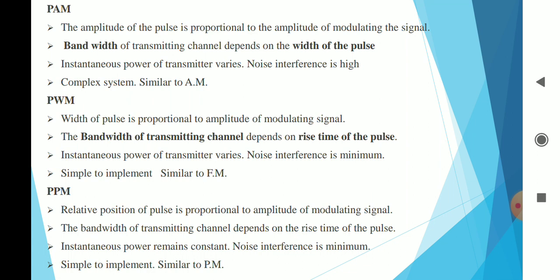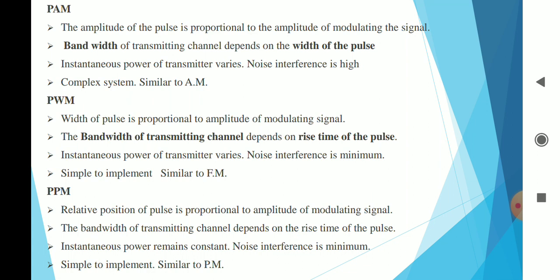Next is PWM. The width of the pulse is proportional to the amplitude of the message signal. The bandwidth of the transmitting channel depends upon the rise time of the pulse. Instantaneous power of the transmitter varies. So here, even though the amplitude is kept constant, the width of this PWM signal is varying and noise interference is less. So the transmitter power also varies slightly. It is similar to FM to implement.